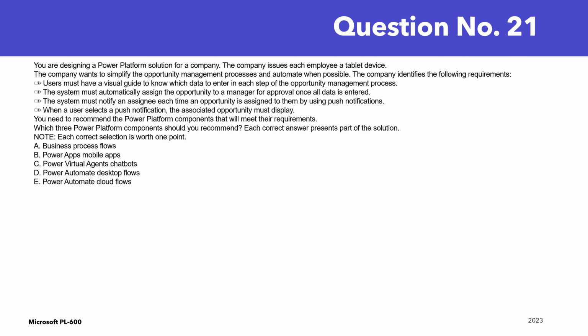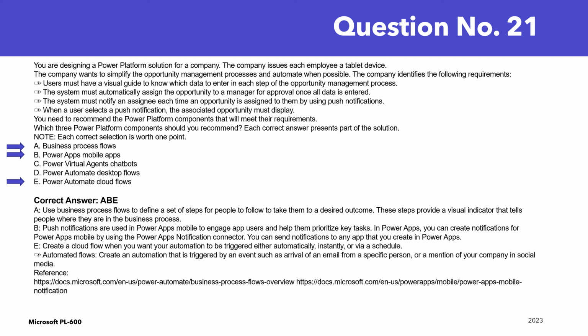Which 3 Power Platform components should you recommend? A. Business process flows. B. Power Apps mobile apps. C. Power Virtual Agents chatbot. D. Power Automate desktop flows. E. Power Automate cloud flows. Correct answer: A, B, E.